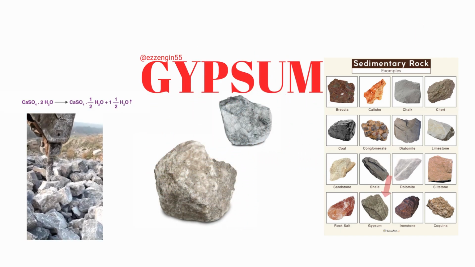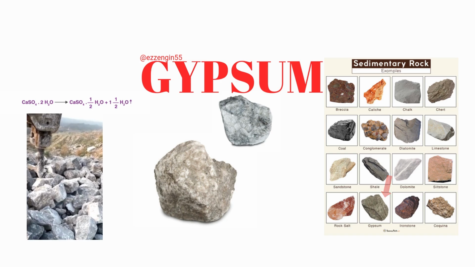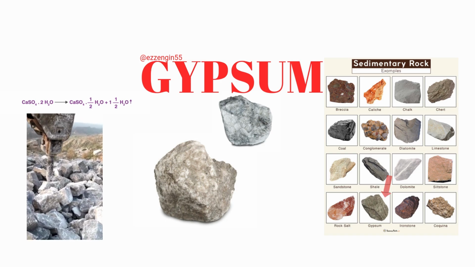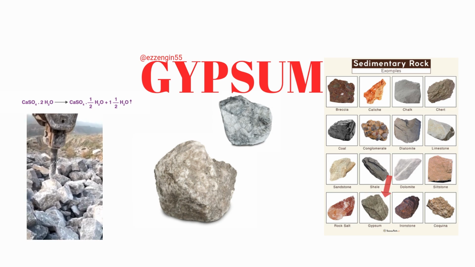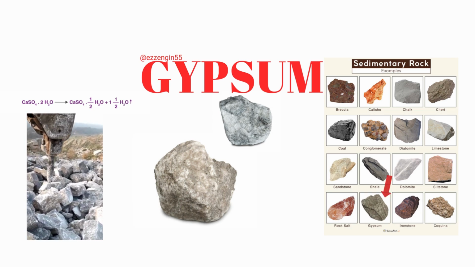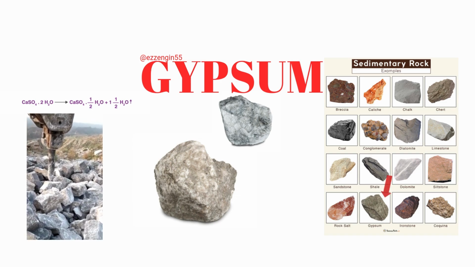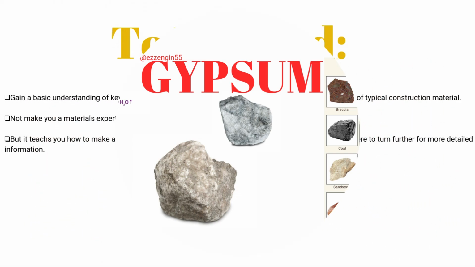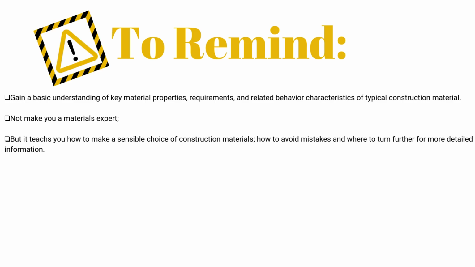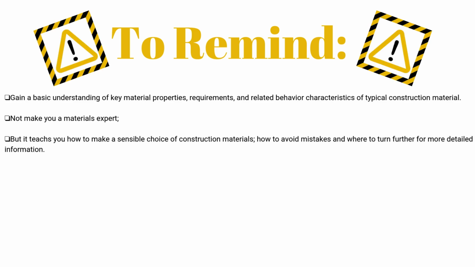Gypsum, a mineral composed of calcium sulfate dihydrate, has been a cornerstone in construction for thousands of years. From the majestic pyramids of Egypt to the plaster walls in modern homes, gypsum's adaptability and essential properties make it a material worth knowing. So, join us as we uncover the history, production, and applications of this remarkable material. Whether you're a seasoned professional or just curious about what holds our world together, there's something here for everyone.